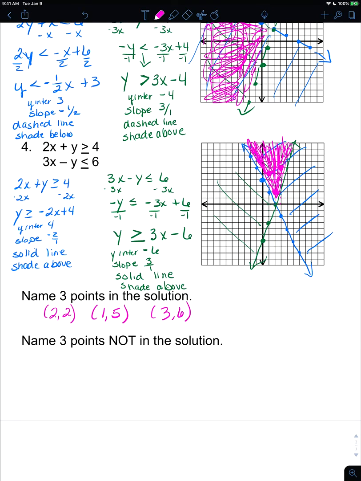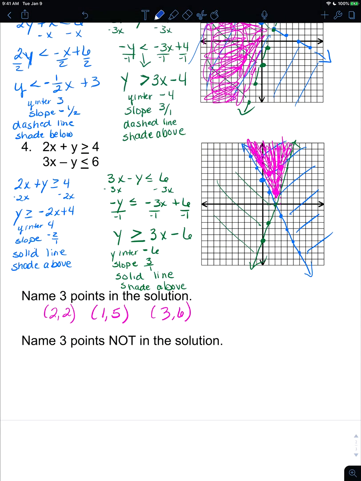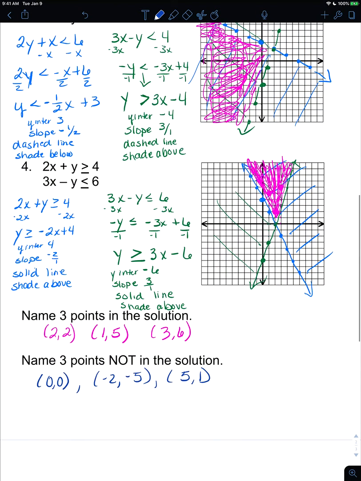When you're doing that, I wouldn't put anything that's close to the line, just make sure you're way up in there. So points then that are not in the solution would be anything that's outside that pink area. So 0, 0, -2, -5, or 5, 1. So none of those you see are in the pink area, so none of those are in your solution set. So hopefully that helps you.